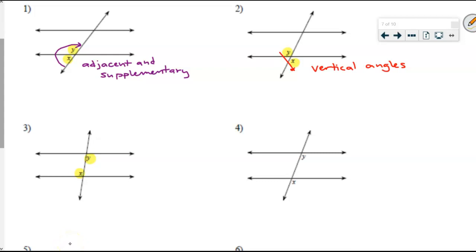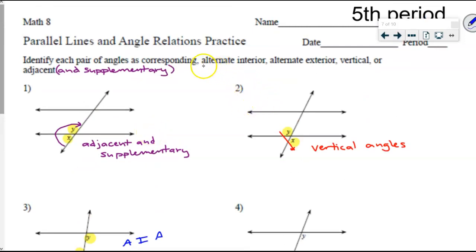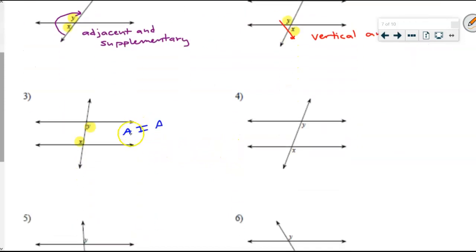Yep, AIA. You guys were lazy. You didn't say the whole name, but you were correct. This is alternate interior angles. I'm okay if you say AIA. As long as, do me a favor, and come up here and make sure that we are making note to ourselves, alternate interior, we're going to write down AIA. We're going to be lazy on this one too, aren't we? On alternate exterior angles, we're going to write AEA. Okay. AIA, again, that means alternate interior angles.